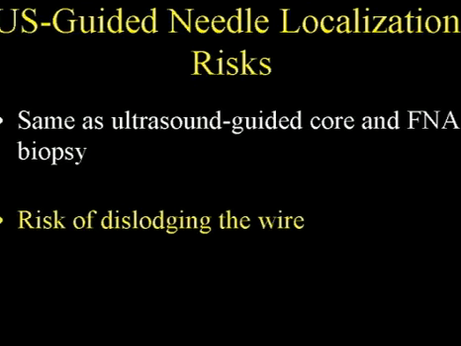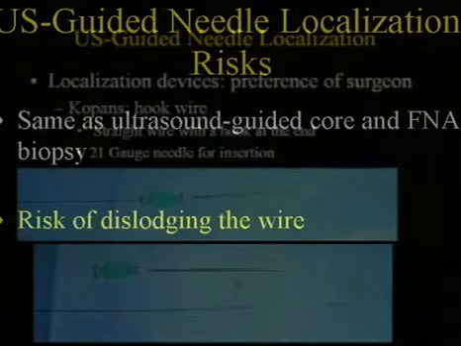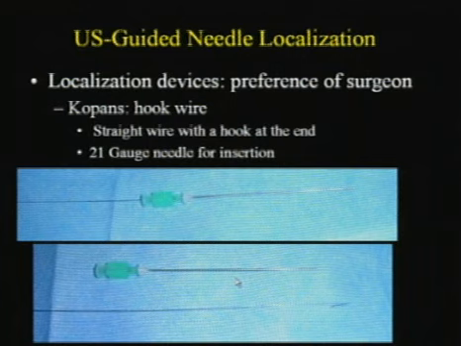The risks are the same as other types of biopsies. However, there's an additional risk of dislodging the wire. Oftentimes, once the wire is placed, the patient goes from the radiology suite to the surgery suite, and you need to be careful that the wire is not dislodged. There are a couple different types of wires. The main ones are the Kopans and the Homer wires.